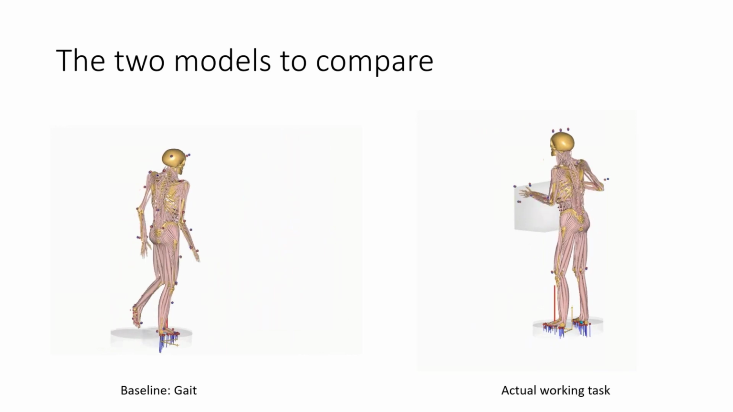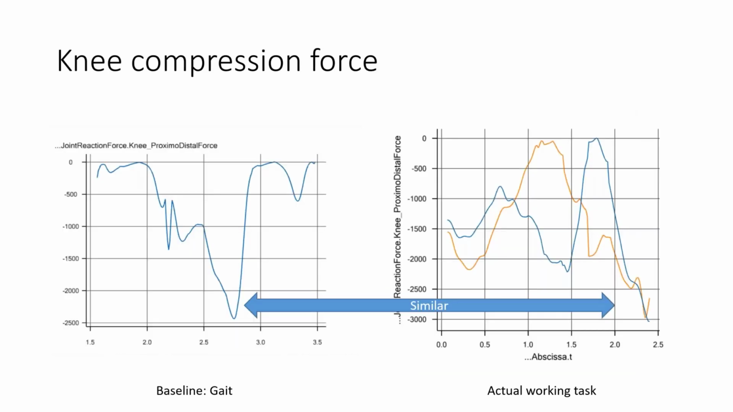Okay, so that's what we're going to do. And let me show you an example of this. If we look at the knee compression forces from the gait model, you can see that on the left-hand side, and you should focus on the negative forces here. So these are the compressions in the knee, and you see this is about 2,500 newtons. So that would be 2.5 or 3 times body weight, depending on how heavy the subject is.